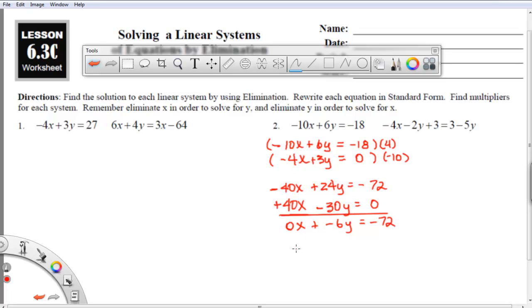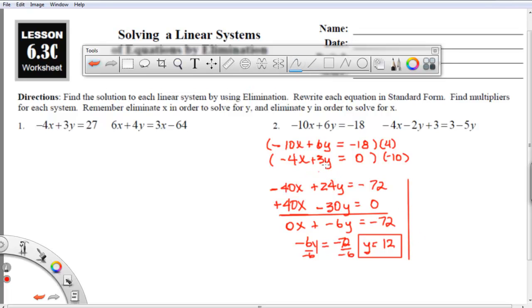Alright, almost made a couple of mistakes here. So now we're going to take a negative 6y equals a negative 72. I divide each side by a negative 6, and that tells me y equals 12. So there we solved for the y variable. Now we're going to solve for the x.